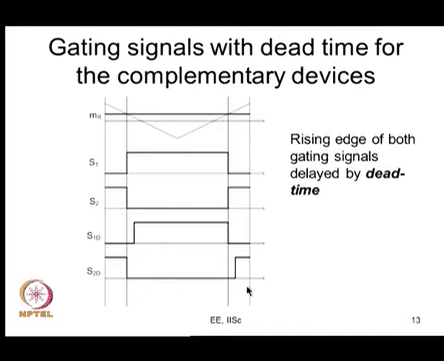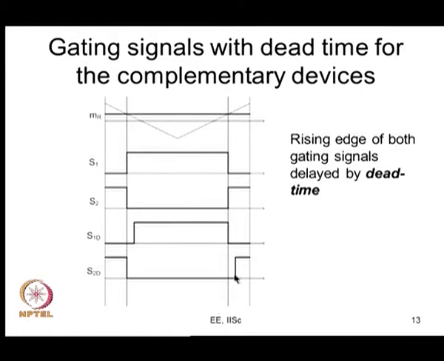So, this is what you are going to get. In effect, what are you doing? You are delaying the rising edges. If you have S1 and S2, you are doing nothing to the falling edges, but you are delaying the rising edges. So, this rising edge is delayed by TD, again this rising edge is delayed by TD. This is your dead time.